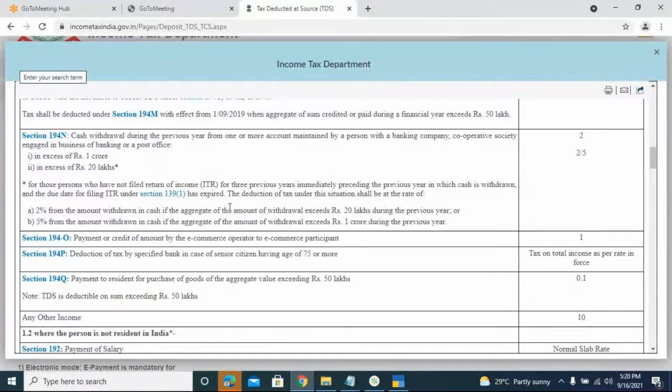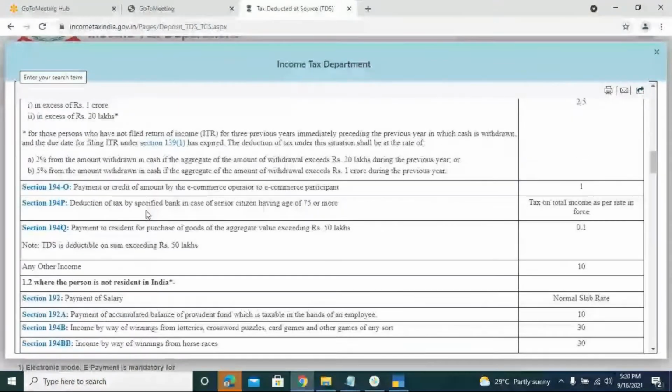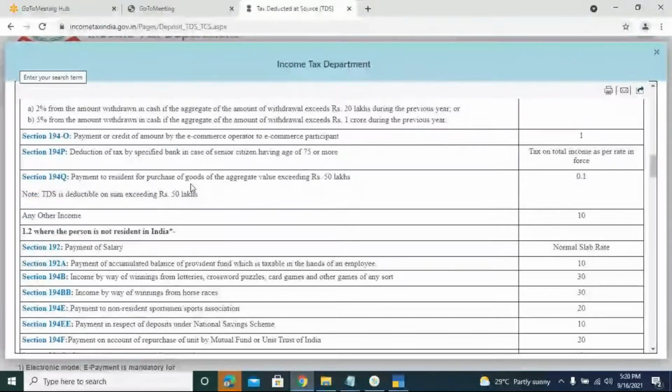2% from the amount withdrawn in cash if the aggregate of the amount of withdrawal exceeds 20 lakhs, or 5% in case of 1 crore. Okay. Next, if we go for e-commerce operator, very, very important. Which are all the e-commerce websites? We have Snapdeal, Flipkart, Amazon, Meesho. So payment of amount or credit of amount by the e-commerce operator to the e-commerce participant, there also 1% TDS is applicable.